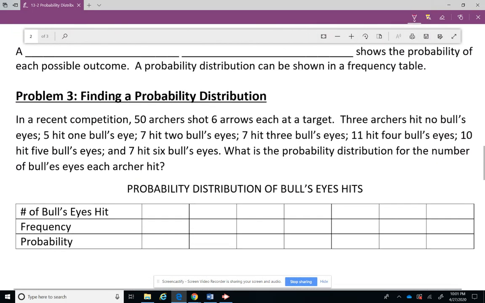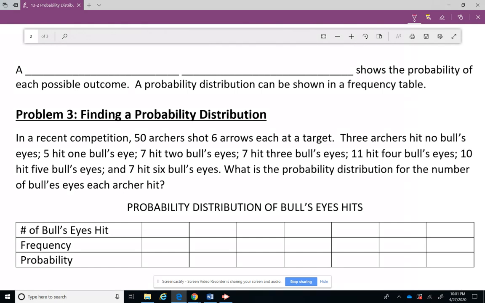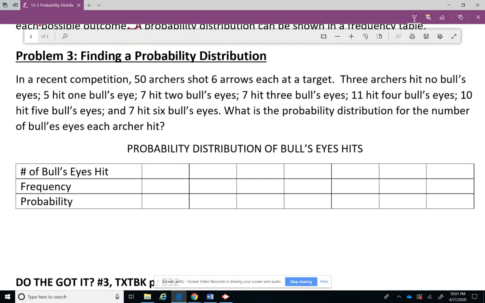All right, go ahead and scroll down to the next one, problem 3, but right above problem 3, a probability distribution shows the probability of each possible outcome. A probability distribution can be shown in a frequency table. All right, so let's find a probability distribution. This is archery, by the way. I don't know if you guys have done that before. I think I have, but it's been a long time.